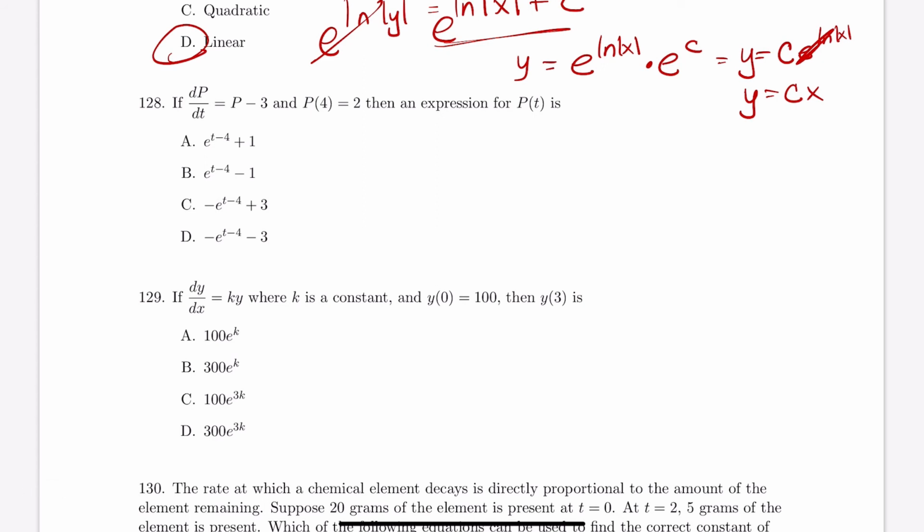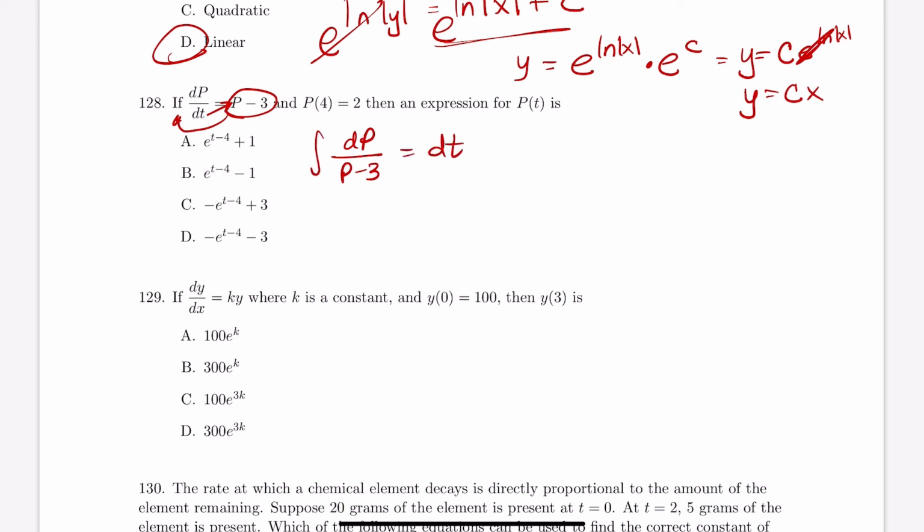Okay, so now for number 128, if dp over dt is equal to p minus 3 and p of 4 is equal to 2, then the expression for t... Okay, so again, another separation of variables problem. So I'm going to get this whole thing and divide it to this side. So I'll have dp over p minus 3, and then I'll multiply the dt to that side, so it'll just be 1 dt.